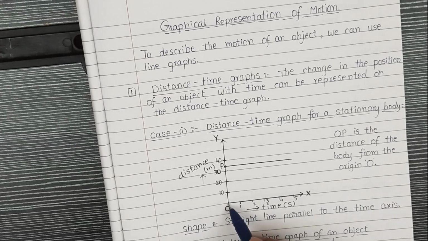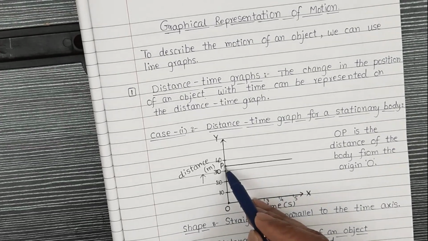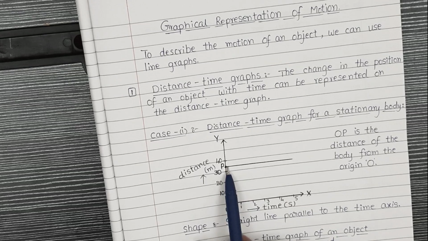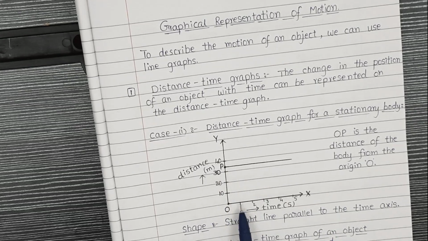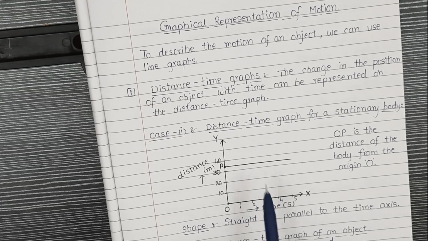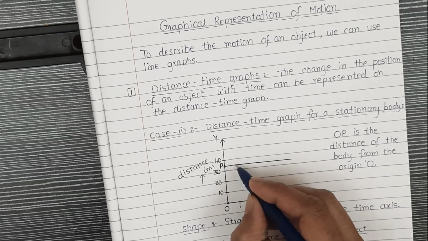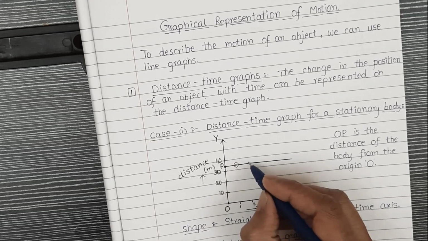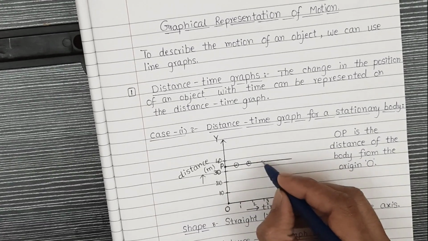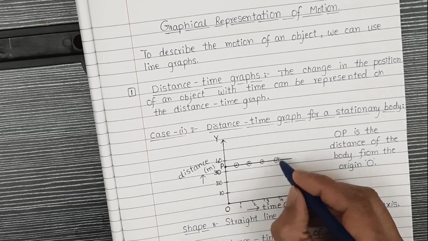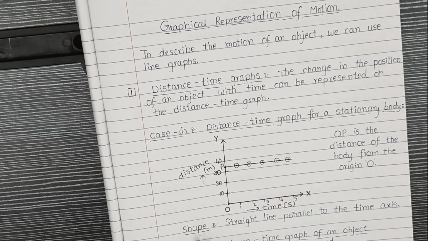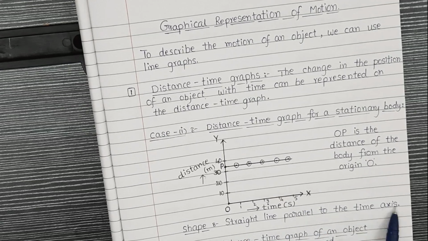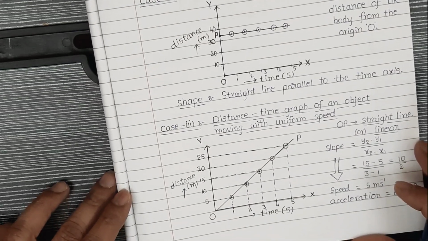With reference to the origin O, the body is at a certain distance, let us say 35 meter from the origin. The body stays at the same place in the first, second, third, fourth and fifth second. That means the body is not moving at all. So the shape is a straight line parallel to the x-axis, or parallel to the time axis.